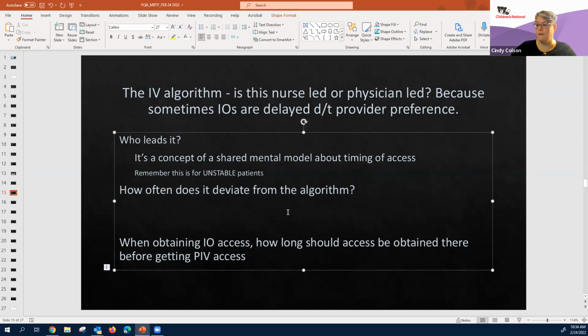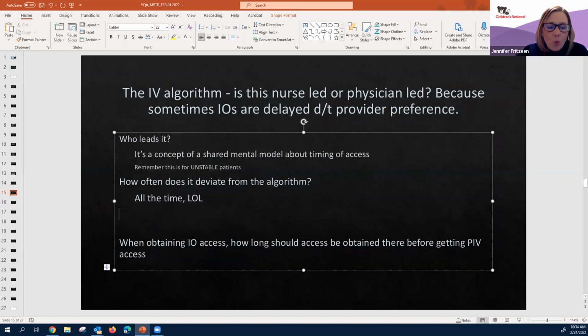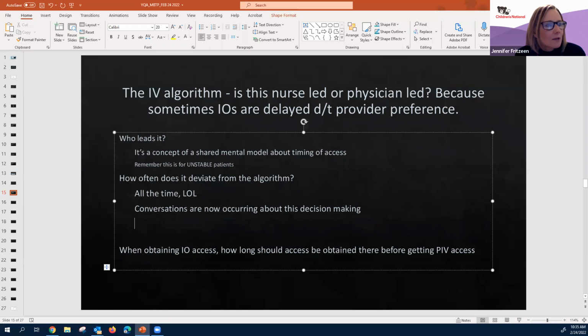How often do we deviate from this algorithm? All the time, and it's okay. But now when we deviate from it, you can actually hear conversations about decision-making. Every patient and their situation is unique, which means their needs are unique. Since we put this in front of people, it's caused them to start thinking: this kid has a GCS of 15 and is sitting up talking to me, I really don't want to put an IO in, so let's see if we can get an IV. Versus: I have an unstable patient, why don't we have an IO at the bedside?